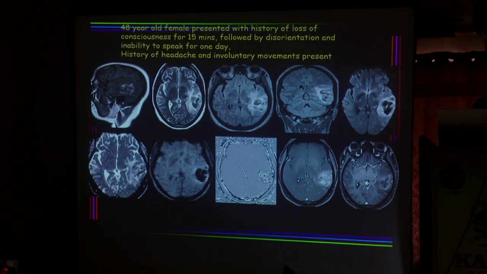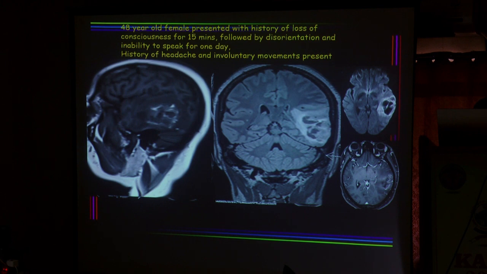So this is just to show you another case of hemorrhagic infarct with venous thrombosis. On the T1 you can see the hyperintense thrombosis, and the absent flow void in the FLAIR images.